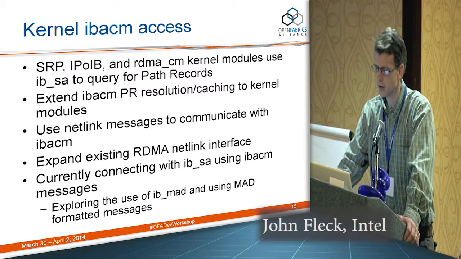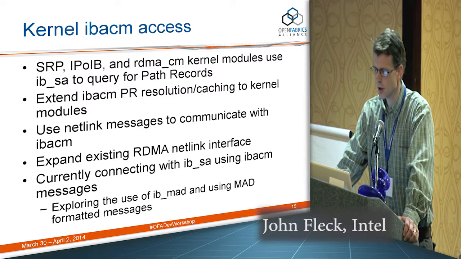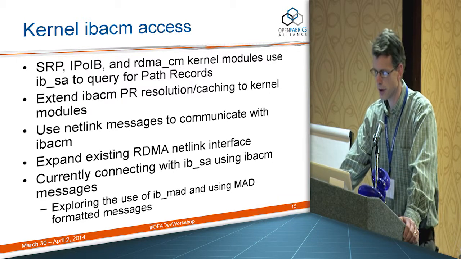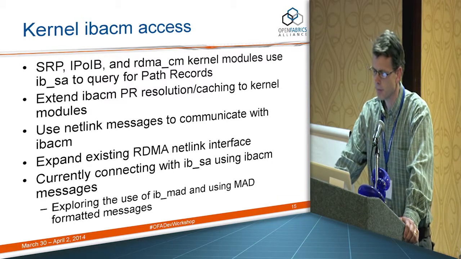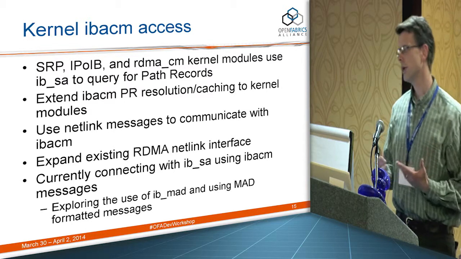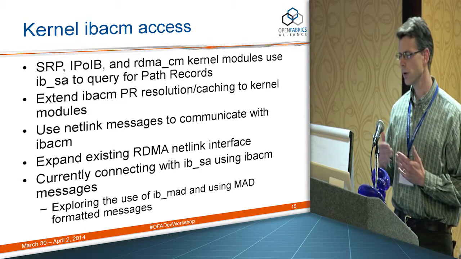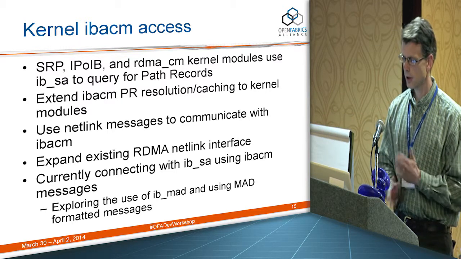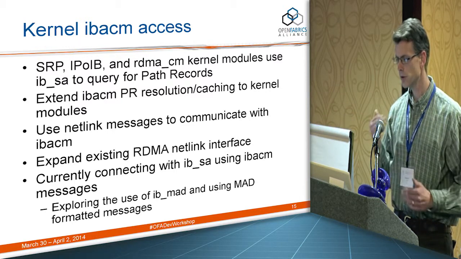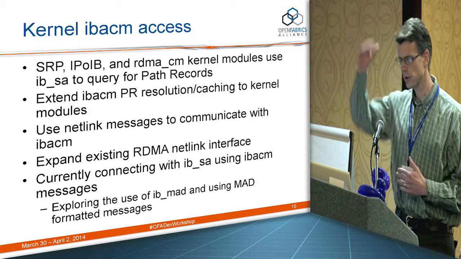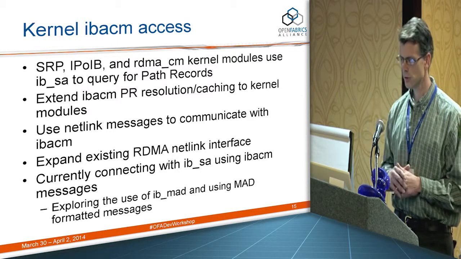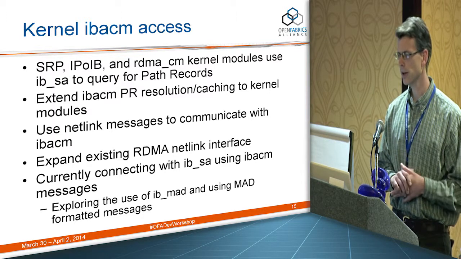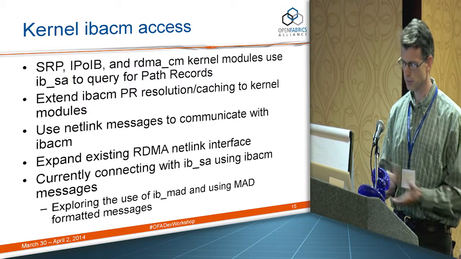We identified three modules which query path records through the IBSA. They are SRP, IP over IB, and RDMACM. And we thought it would be a great way to extend the path record queries to go up to the IBACM layer, rather than having it go out to the SA. So we decided to use netlink messages to communicate from the kernel level to the user space level, and we've used the existing RDMA netlink interface rather than creating something brand new.